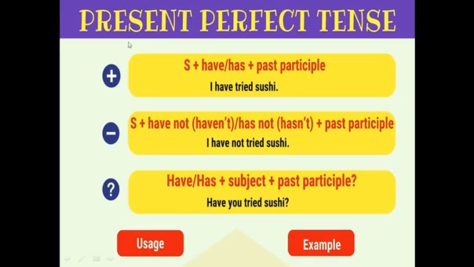To negate a sentence in the present perfect tense, all you have to do is add not after the auxiliary verb, so it is between the auxiliary verb and the past participle of the verb. I have not tried sushi. To form an interrogative sentence, you start with have or has again according to the subject: have or has plus subject plus past participle. Have you, subject, plus past participle of the verb try, tried.